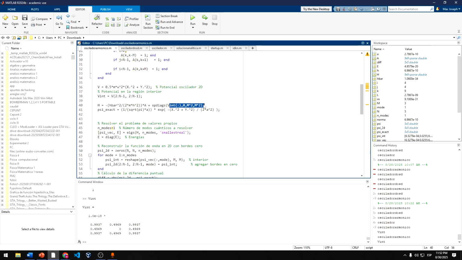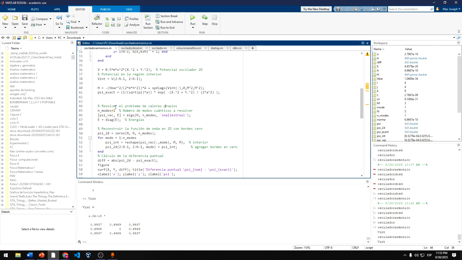Específicamente le está asignando, ¿no? Ahora la solución exacta, bueno, eso es para el estado. Este es para el estado fundamental, que viene a ser dado por el polinomio de Hermite. Esto es solo para, por así decirlo, si queremos hallar el error. Más tarde, después voy a hablar sobre esto.